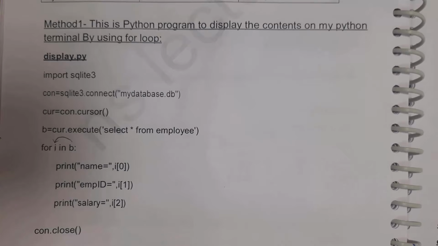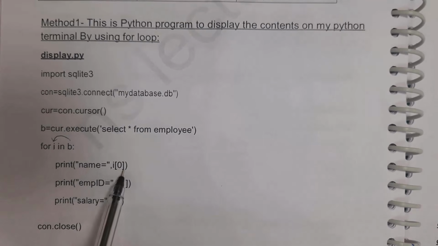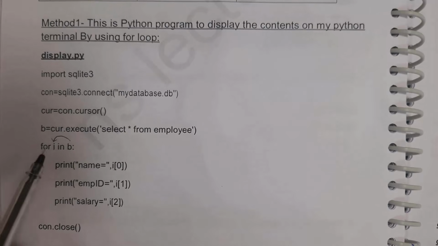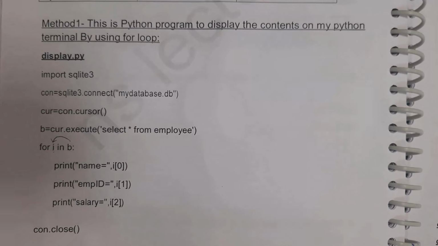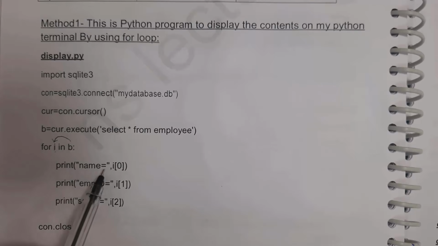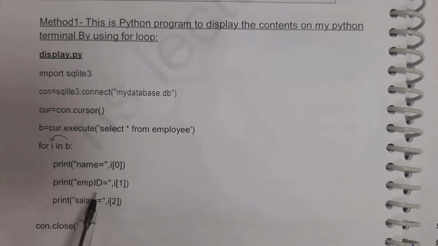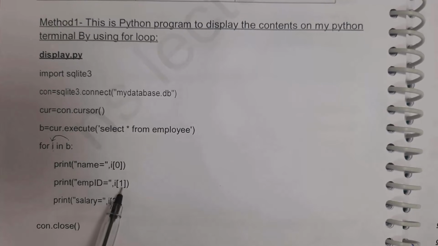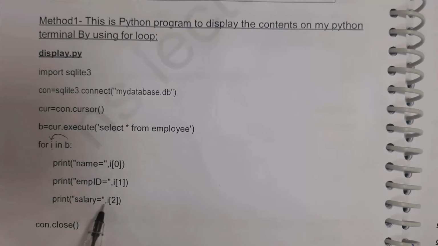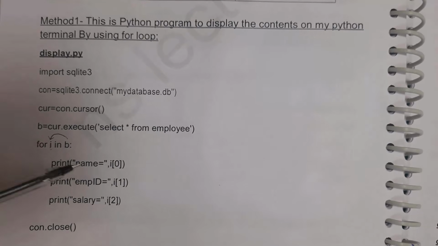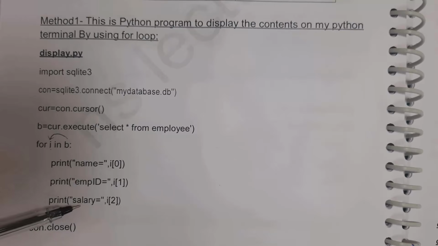Now I want to print this data. So just write here print. Directly you can give here i of 0, i of 1 and i of 2, where i is the variable name. I am writing here name comma i of 0, employee ID equal to comma i of 1 and salary equal to comma i of 2. You need to take name equal to, employee ID equal to and salary equal to in quotations. Whenever I run this line of code, I will get output.